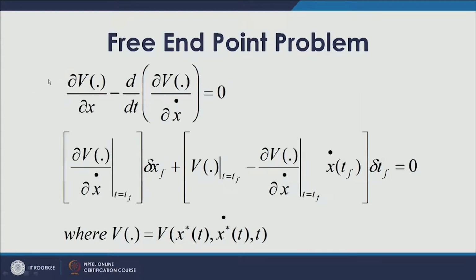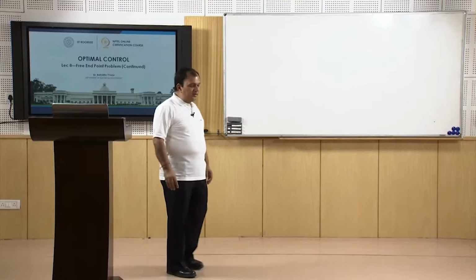as the first equation, which we can see here: del V by del x minus d by dt of del V by del x dot equals 0. This is nothing but my Euler equation. The general boundary condition is given as del V by del x dot evaluated at t equal to tf, times delta x, plus V evaluated at tf minus del V by del x dot again evaluated at t equal to tf, times x dot tf, times delta tf, equal to 0. So, this is the general condition.